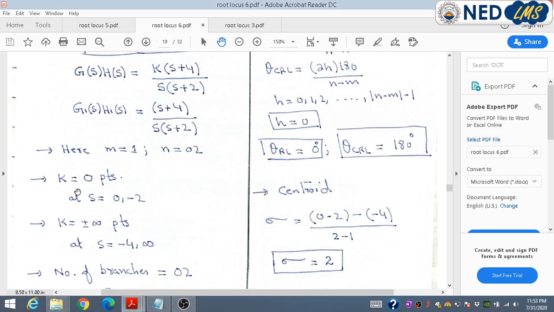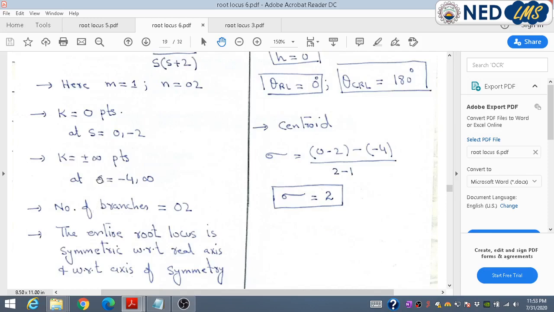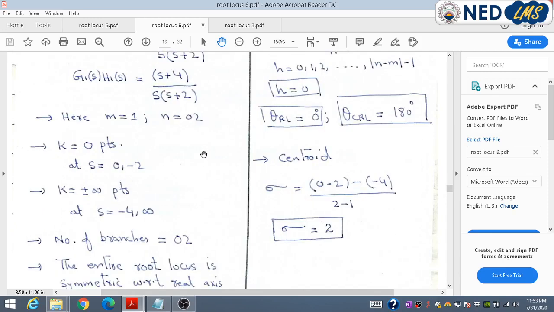Property number 1: the k equal to 0 points. The k equal to 0 points lie at the system poles. So here the system poles are at s equal to 0 and s equal to minus 2. The next property is the k equal to plus minus infinity points. The k equal to plus minus infinity points lie at the system zeros. So here we have one finite zero, therefore one k equal to plus minus infinity point lies at minus 4.